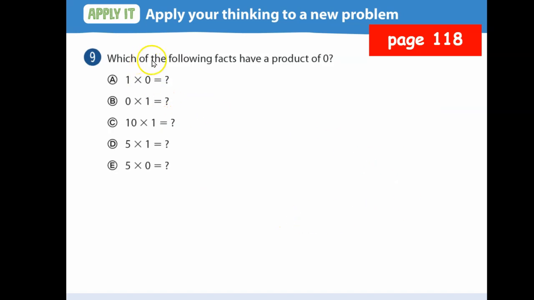Says which of the following facts has a product of 0? When they say product, that means the answer to a multiplication problem, okay? So let's see. A, is that right? Yes. B, yes. How about C? No. Why? Because it doesn't have a 0. Well, technically it does, but it's 10 times 1, which would be 10. How about D? No, because that would be 5, right? So E? Yes.